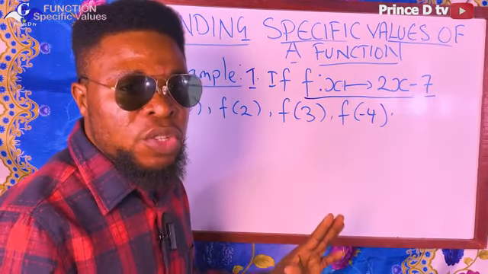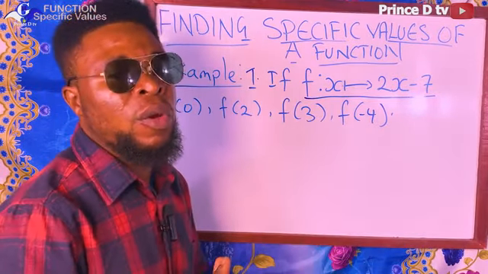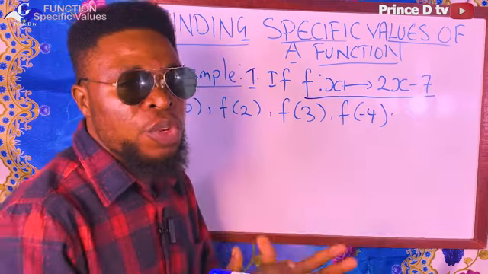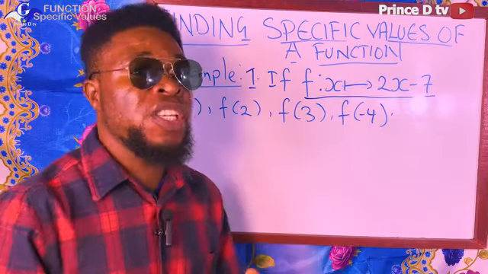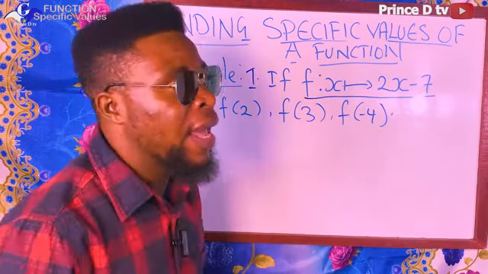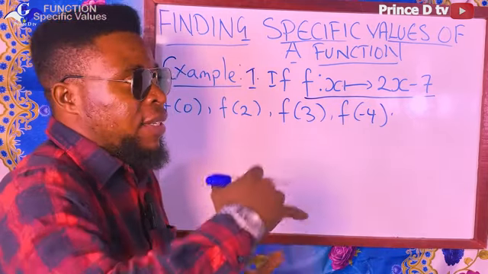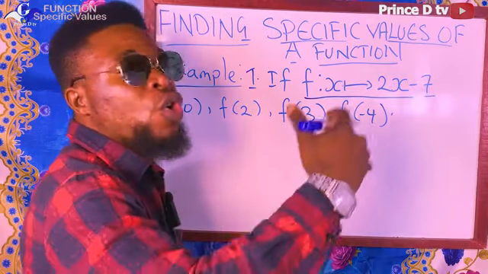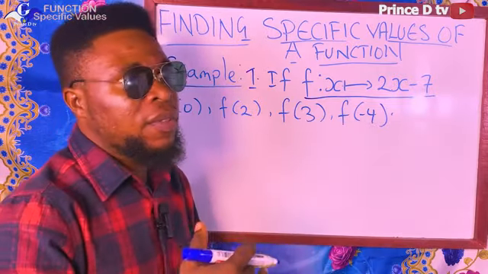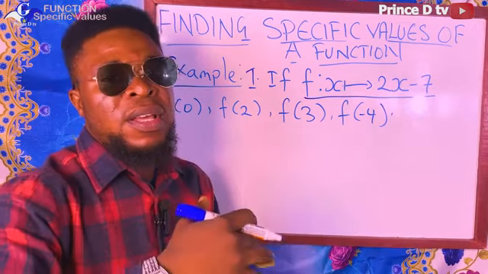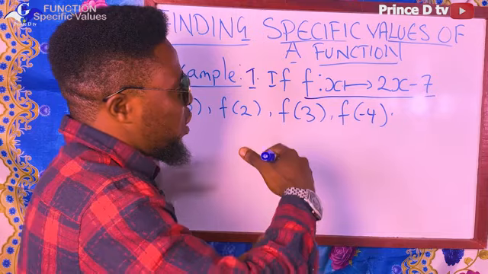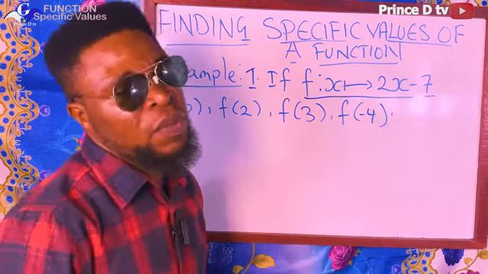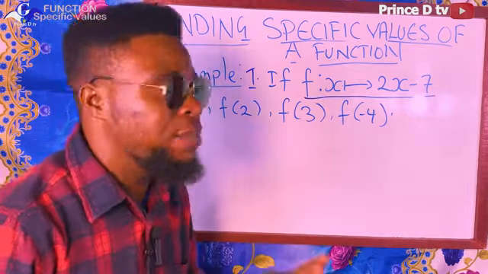Remember, functions are always denoted with lowercase letters. Small f. The most commonly used letters are f, g, and h. Remember, any other letter can be used, but I'm just reiterating that the most commonly used lowercase letters to denote functions are often f, g, and h.